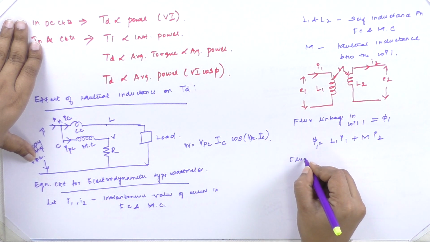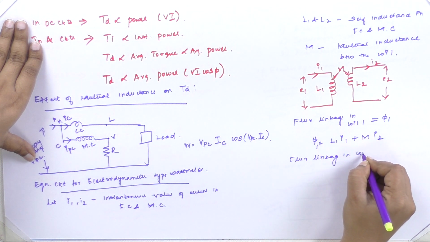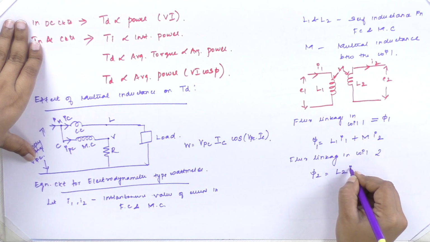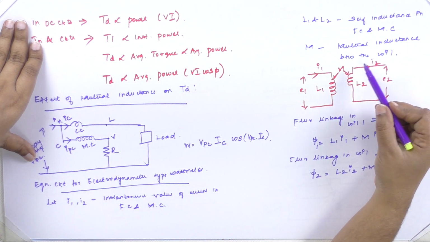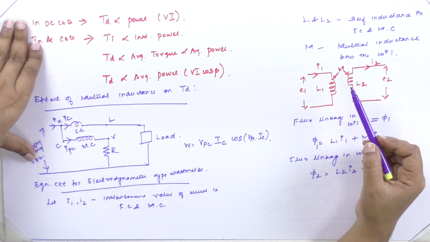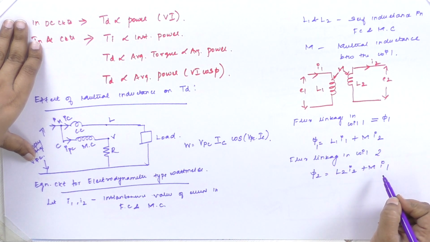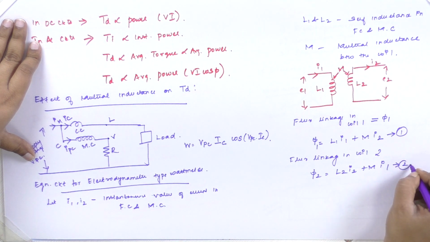Next, what is the value of flux linkage in coil 2? It is taken as phi 2, which is equal to L2 I2 plus M into I1. This is the flux linkage in coil 2, and the flux produced by the first coil which is linked with the second coil is M into I1. Let me take this equation as equation number 1, and this as equation number 2.